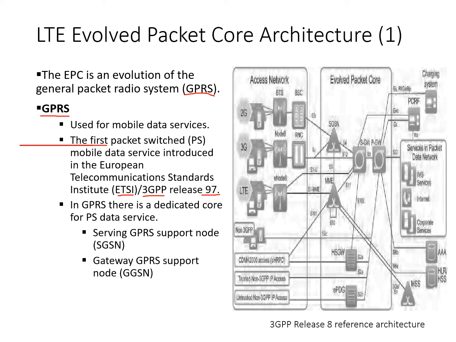In GPRS, there is a dedicated core for packet switched data service. Two elements: the Serving GPRS Support Node, SGSN, and the Gateway GPRS Support Node, GGSN.